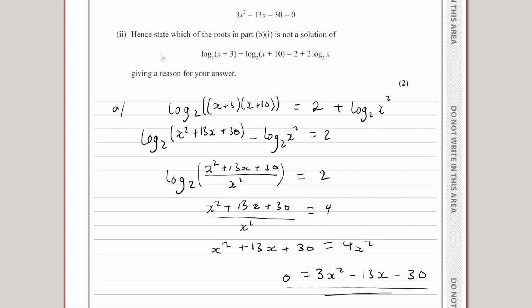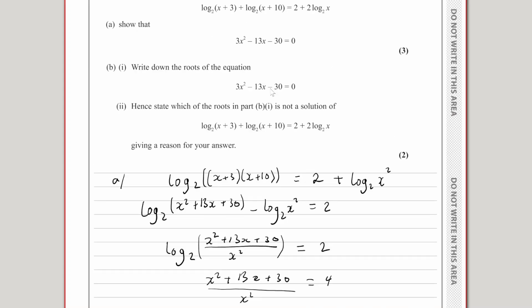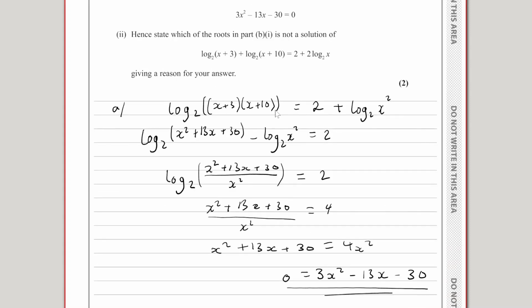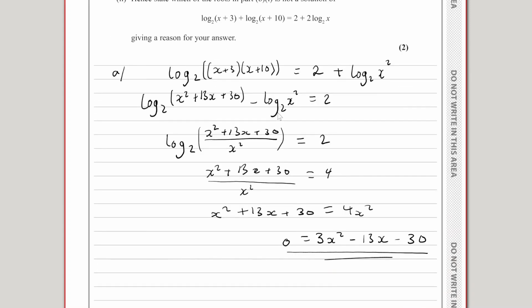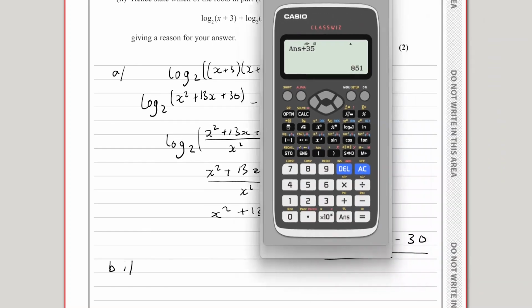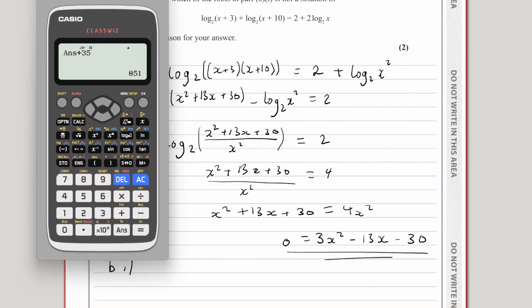Hence state which of the roots in part b is not a solution. Okay, write down the roots. So we need to write down the roots first, and hence state which is not a solution. So let's find the roots. So let's just use the calculator and solve.